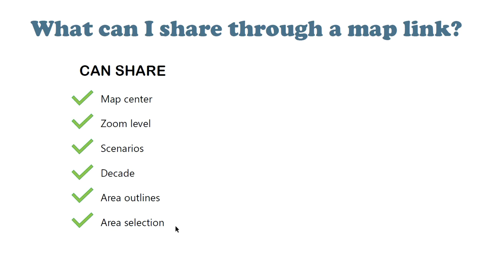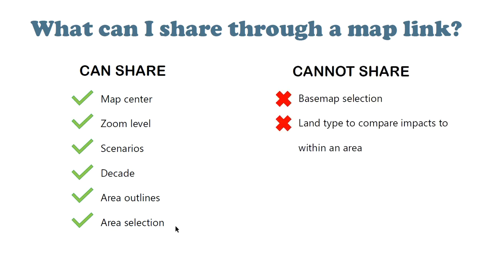link. Things you cannot share in a customized link include a base map selection and which type of land, such as wetlands or prime farmlands, you're comparing the scenario outcomes for within a particular area. Now let's see what this means in practice.